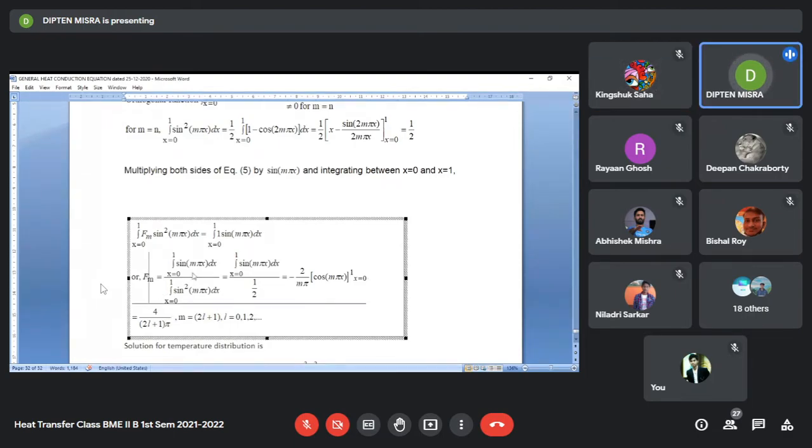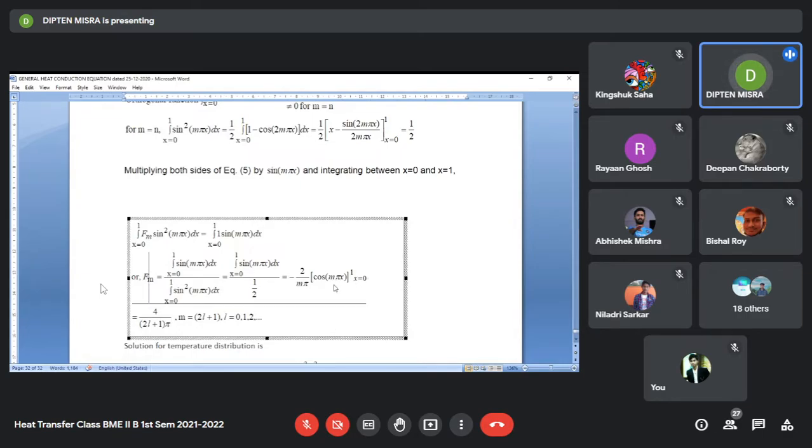So f will become equal to right hand side integrated value 1 into sine m pi x dx, and other terms will vanish, only sine square m pi x will remain divided by sine square m pi x, and that is equal to half, and this is equal to integration of sine m pi x, that is equal to what? That is cos m pi x. So this half will go 2, when you integrate sine it becomes a minus, divided by m pi, and after integration it is cos m pi x between 0 and 1.